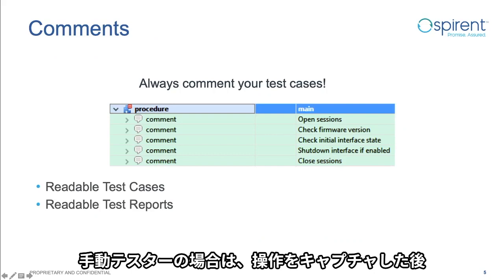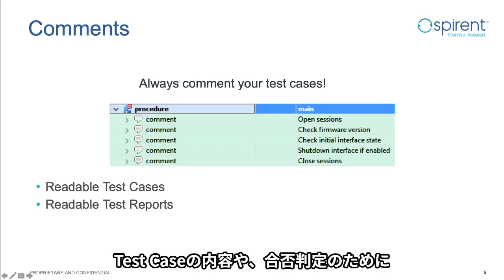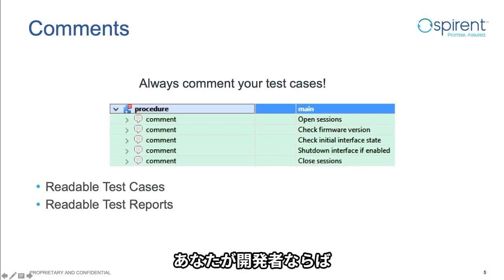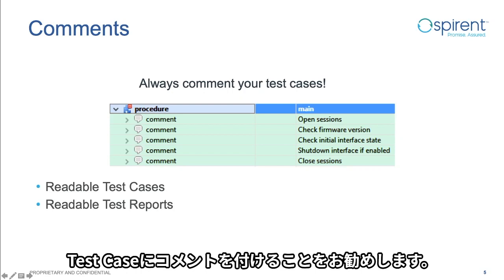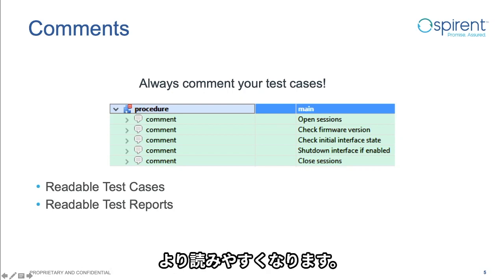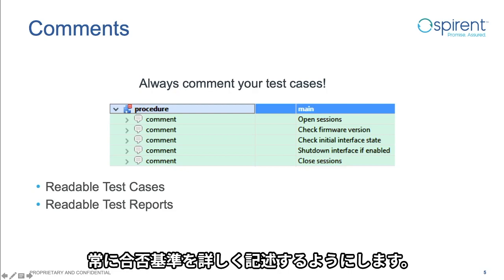If you're a manual tester, after capturing steps, you may pass the test case off to a development team to complete. They'll need to know what the test case does and what to look for to determine if the test case is a pass or a fail. Even if you're the developer, it's a good idea to comment your test case to make it readable down the road. Comments also show up in test reports, so it will help to make those more readable as well. Always use comments to describe steps in the test case and detail any pass-fail criteria.